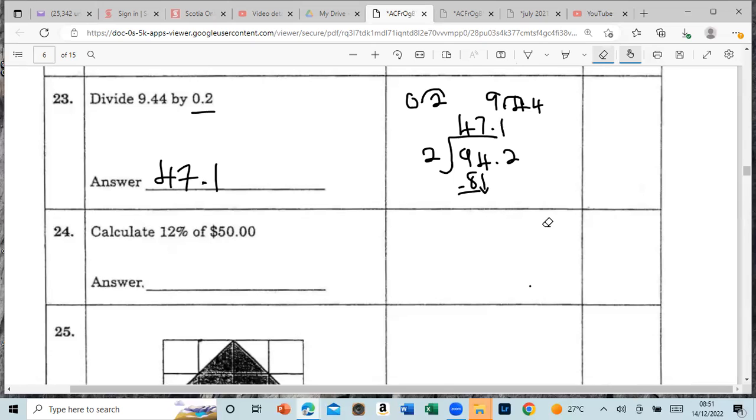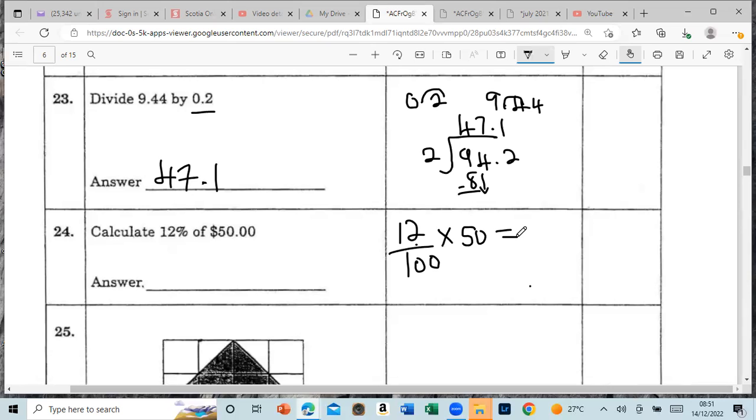Just remember, you can always watch back the video. 12%. What does percent mean? And then you can figure that out. Alright, so since percent means out of 100, we divide by 100 and we multiply by 50. Simplify this and voila, we have our answer.